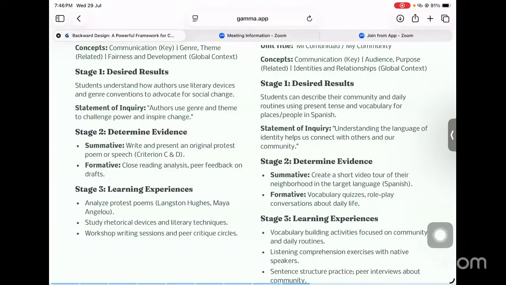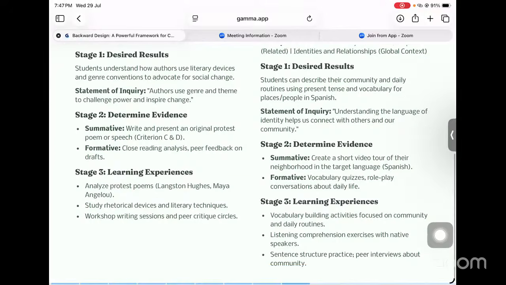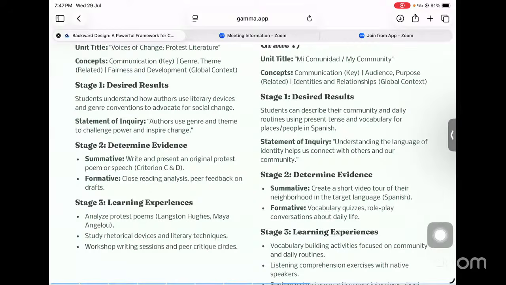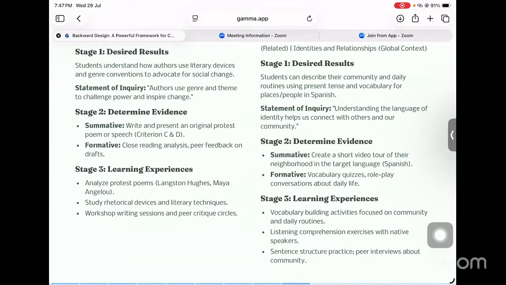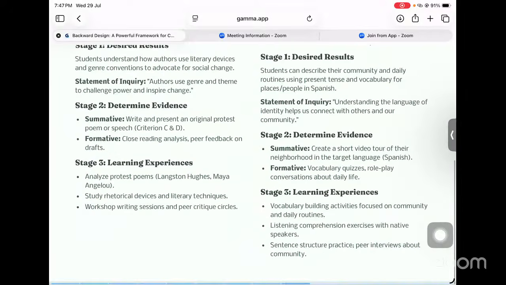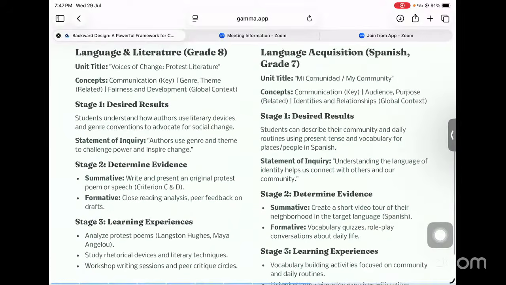I will teach them to analyze protest poems. Okay, I will make them study rhetorical devices and literary techniques, and I will have a workshop writing session and peer critic circles as a part of the strategy of teaching the skills. Okay, and then you know that when these learning experiences are there, the student will be able to do the summative assessment. Okay, another example of language acquisition, Spanish.